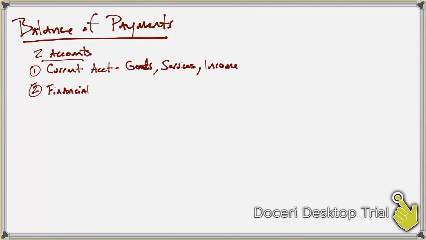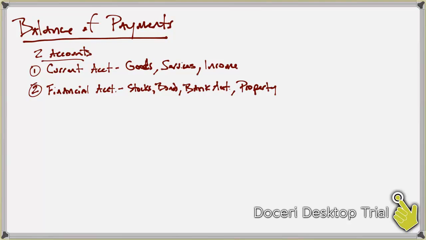And the financial account is going to include transactions on stocks, bonds, bank accounts, and we'll say property, which would include buying a business in another country. Buying property or buying a business, we'll say, would all be counted in the financial account. Okay?